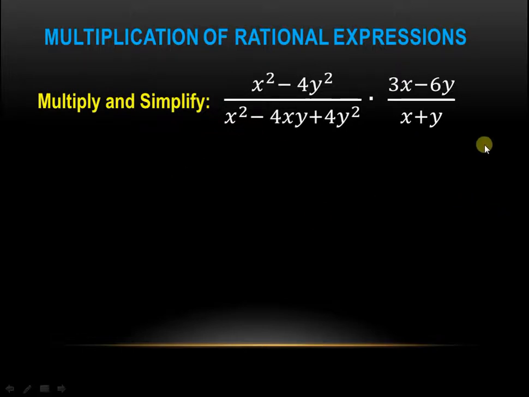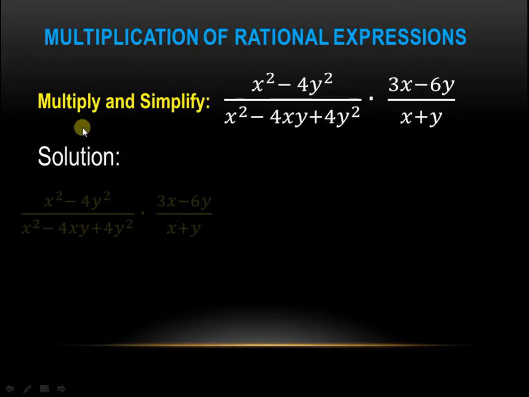The next example. x squared minus 4y squared all over x squared minus 4xy plus 4y squared times 3x minus 6y divided by x plus y. Let me emphasize again. We cannot cancel this because there's an operation here that is minus. It should only be multiplication. Let's just have the expression again.